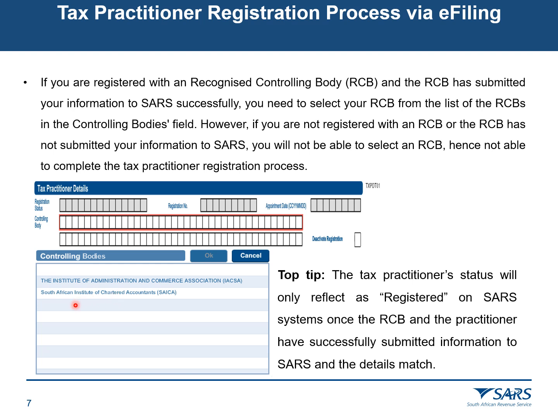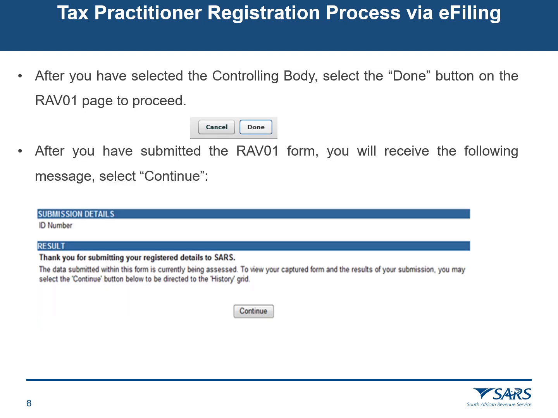However, if you are not registered with an RCB, or the RCB has not submitted the information to SARS, you will not be able to select the RCB, hence you will not be able to complete the registration process. After you have selected the controlling body, you can click the Done button.